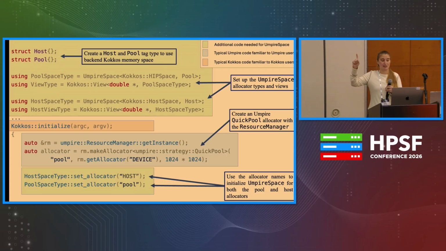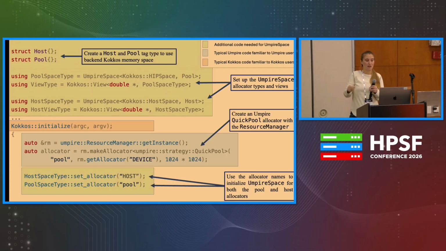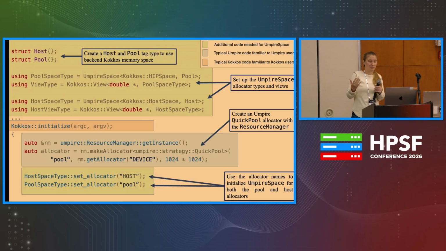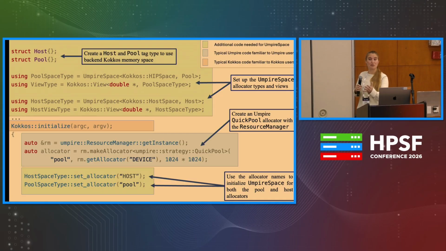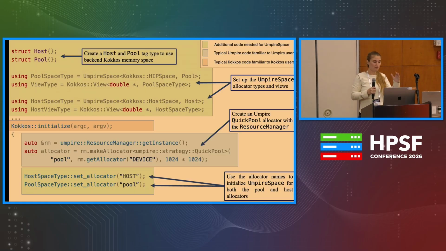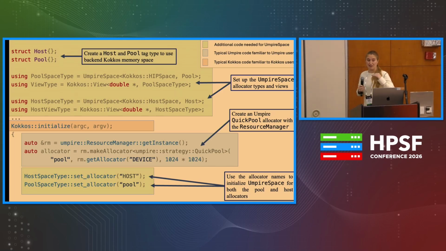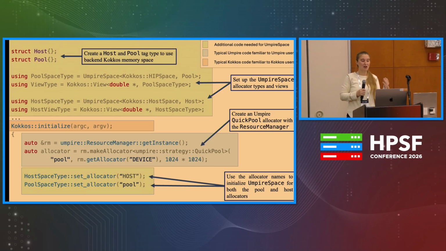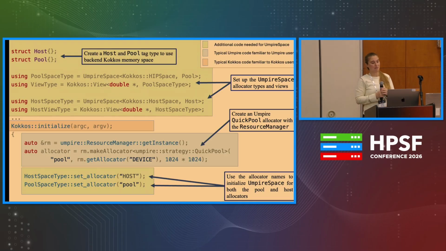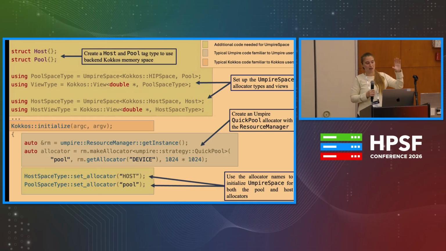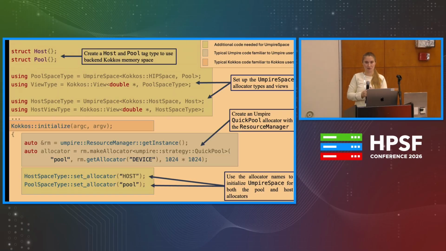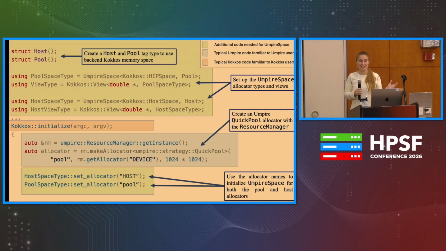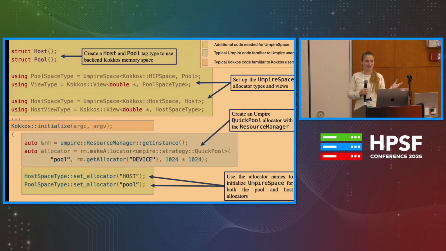And then we're using that tag type that we just created above. And then we're going to define this view type, which is just making a Kokkos view. It's going to be doubles. And then we're going to pass in that pool space type that we just created. And then we're going to do something extremely similar for a host space type. So we're going to use the host tag type that we created above, the Kokkos host space, and then, of course, doubles. Okay, so then we initialize, our favorite thing to do in Kokkos.